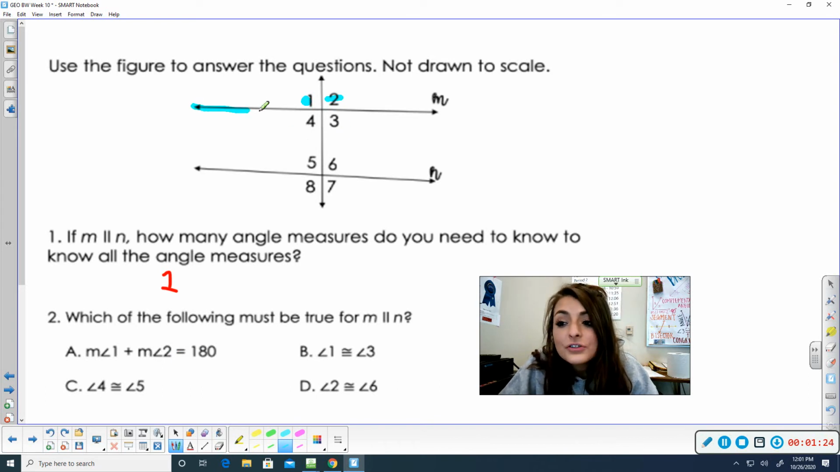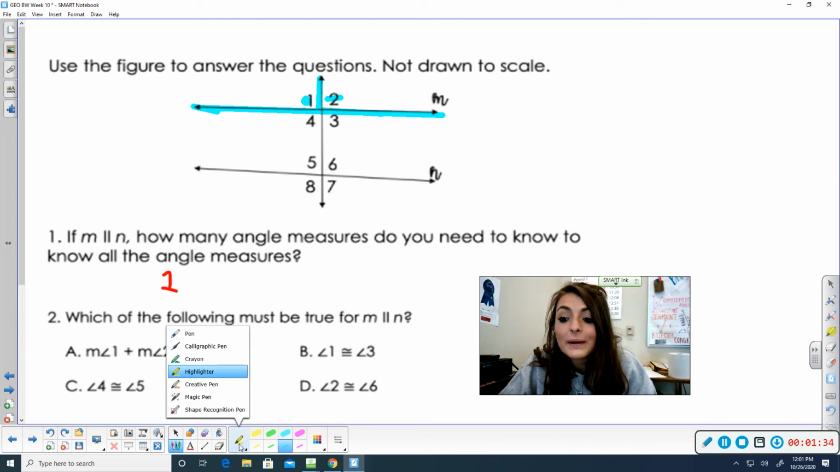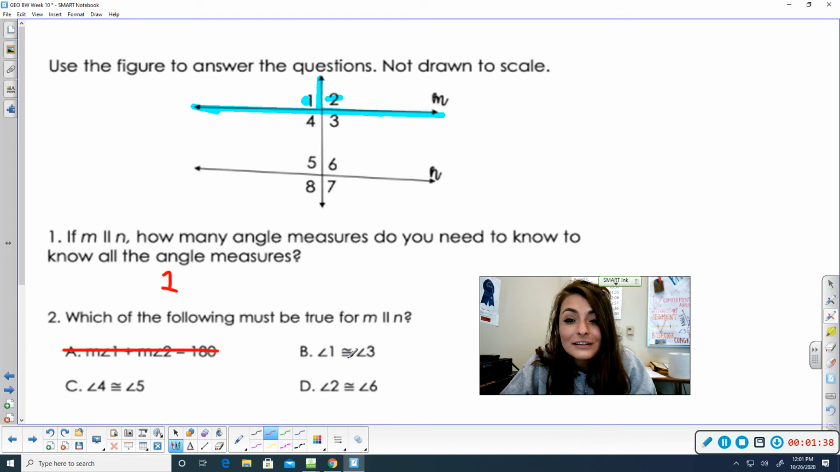Well, that is a true fact. The measure of angle 1 plus the measure of angle 2 should equal 180 degrees because they form a line, a straight angle, but that doesn't guarantee that the lines are parallel. So that is not the correct answer. While it's a true statement, it's not the correct answer to the question. All right, let's look at letter B.